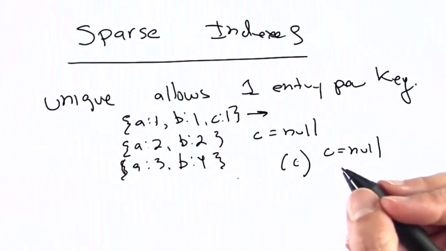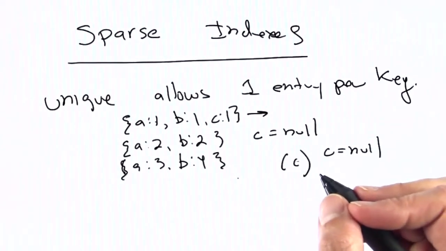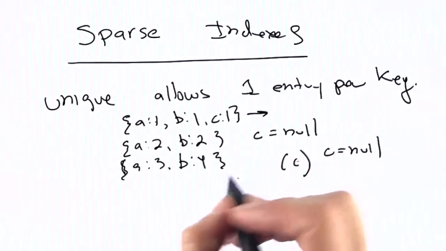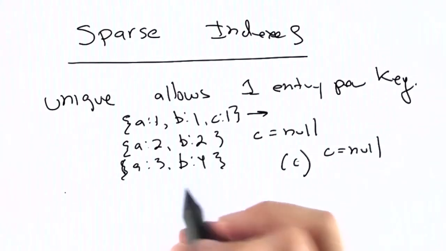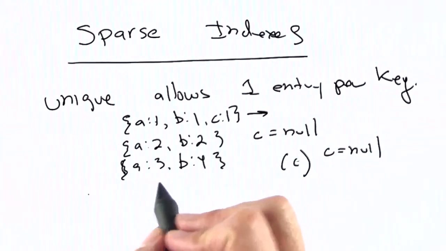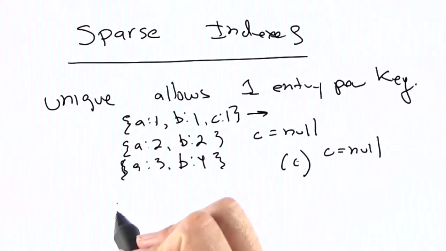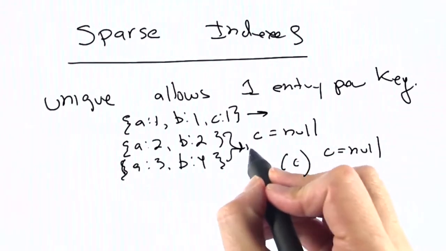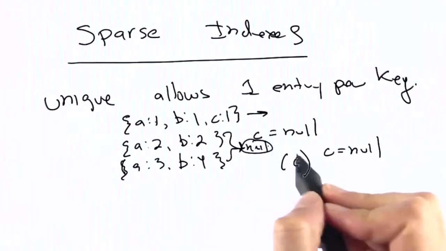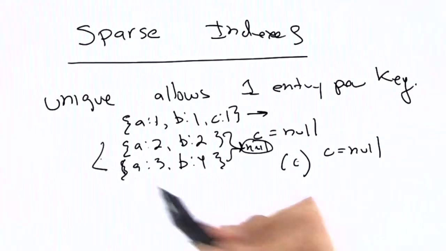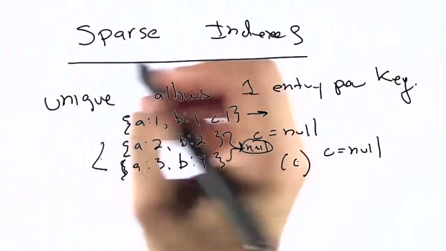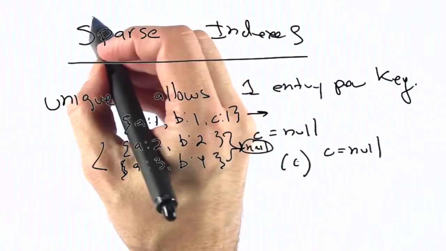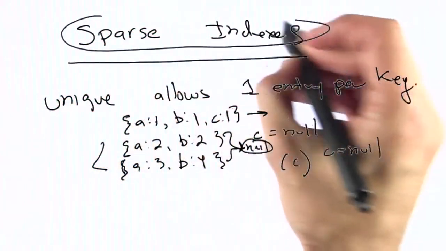What do? Now again, the problem is that a unique index only allows each key to be in the index once. And if the key is missing from multiple documents, they all map to null. So this maps to null, and this maps to null for the key. And that means that they can't coexist in the index. And the answer to this problem is sparse indexes.